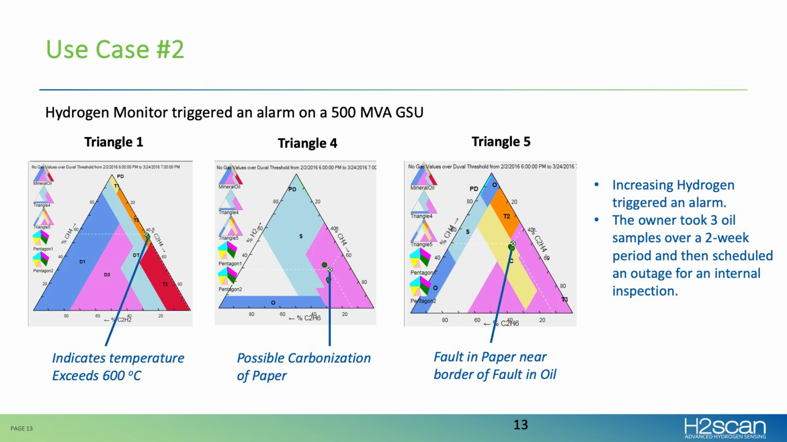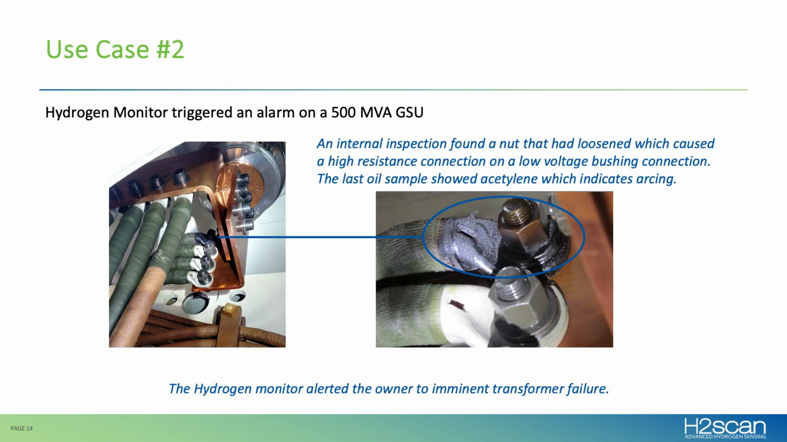Okay, so then I had another use case where a hydrogen monitor triggered an alarm on a 500 MVA generator step-up transformer. In this case, the analytics showed Triangle 1 showed that there was a fault at about 650 degrees C. Triangle 4 showed possible carbonization of paper. Triangle 5 showed that there was a fault in paper near the border of a fault in oil. Very similar to the last case we just looked at. And in this case, again, low voltage connection, which is where there's high current.